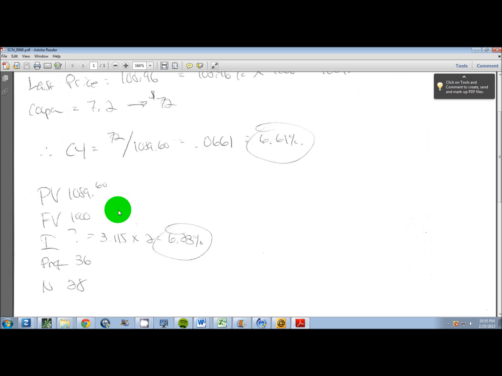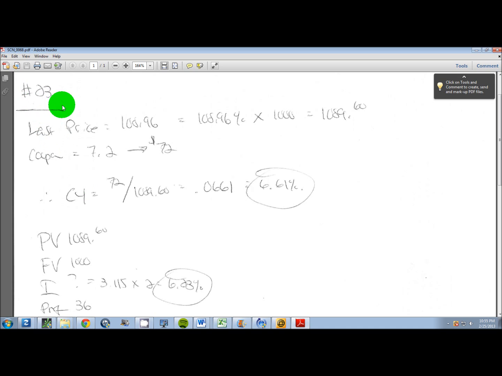Hopefully this was helpful for you guys, and this is how you solve number 23 from Chapter 7.